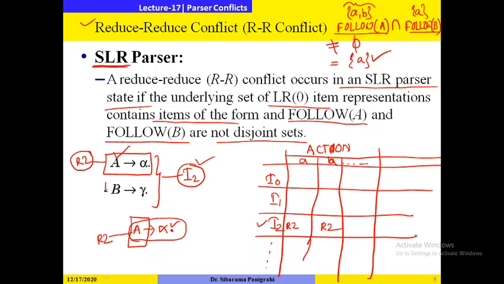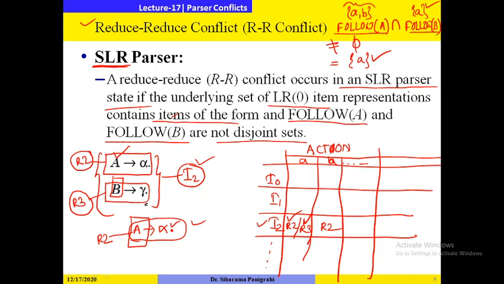Now there is another production B gives to gamma dot, where dot appears at the end. Let's say the production number is 3. So you will write R3 under the follow of B. What is the follow of B? Follow of B is A. So in the I2 row, A column, you will write R3. So now you see there is a reduce conflict, whether to reduce by using 2 number production or 3 number production. So the reduce conflict will arise if the productions of an item set are in this form. I hope all of you have understood when reduce conflict will arise in SLR parser.